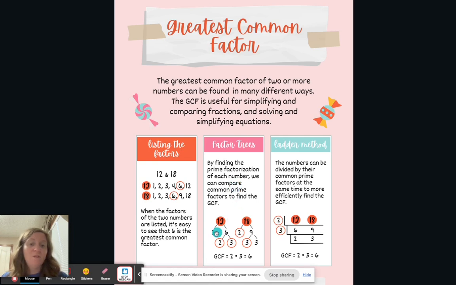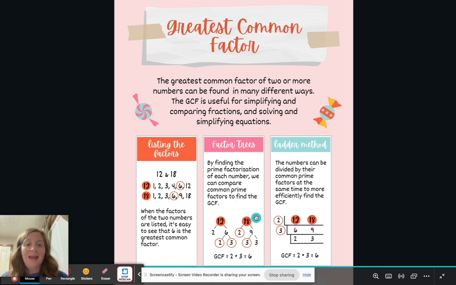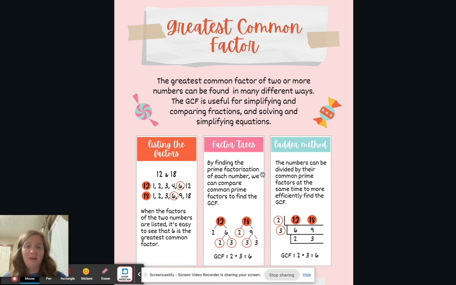So again, 12 is 2 times 6, and 6 breaks down to 2 times 3. 18 breaks down into 2 times 9, and 9 breaks down into 3 times 3. Then you see what they have in common. They have a 2 in common, and they have one 3 in common. It's only the things that they have in common. 2 times 3 is 6. That's the GCF. But let me show you the ladder method.